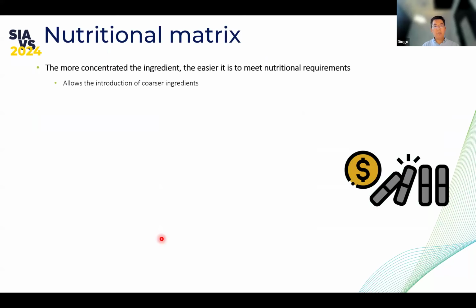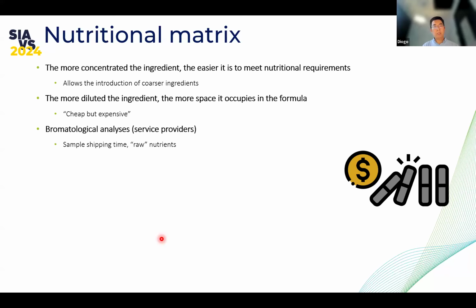So the first step is the nutritional matrix. The more concentrated the ingredients, the easier to meet the nutritional requirements. It also helps us to introduce coarser ingredients. The more diluted the ingredient is, the more space it occupies in the formula. So sometimes the cheap turns expensive.